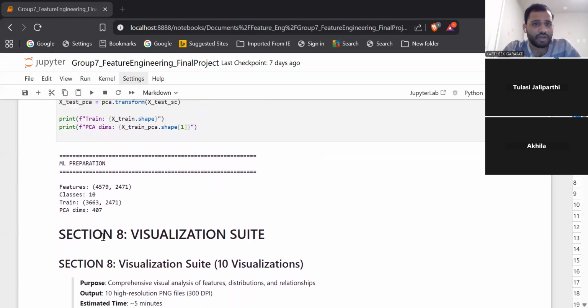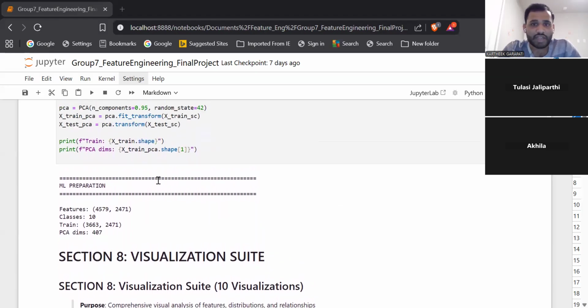For VGGSound, we have only one sample per class, which prevents stratified splitting and aligns with our feature engineering focus. For UrbanSound8K, with balanced classes, we perform a stratified 80/20 split and then apply PCA, requesting around 95% variance retention. This reduces the data from 2,471 dimensions to just 407 components, roughly 6:1 compression.